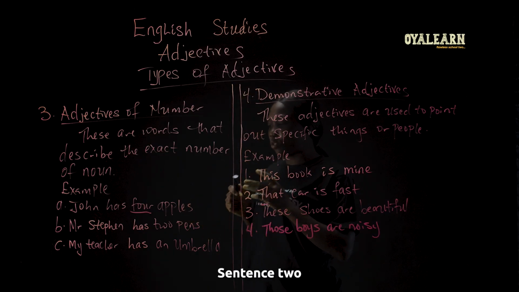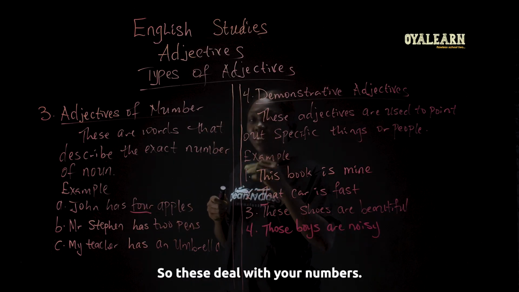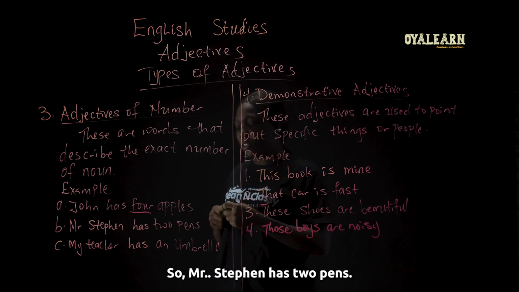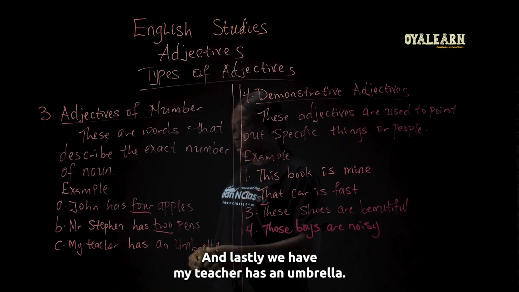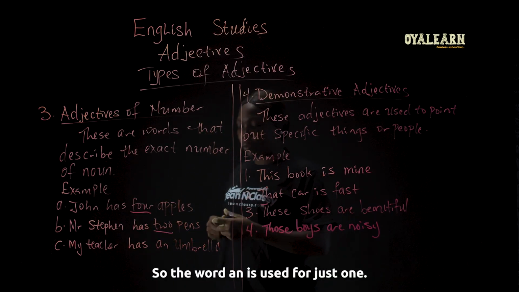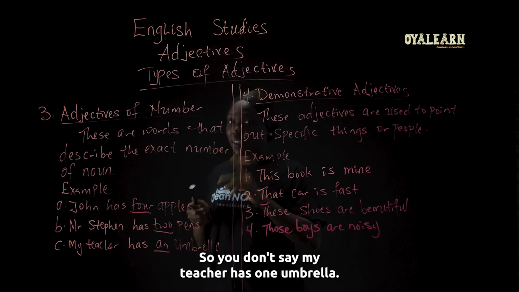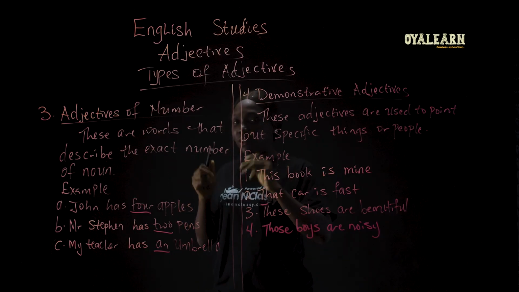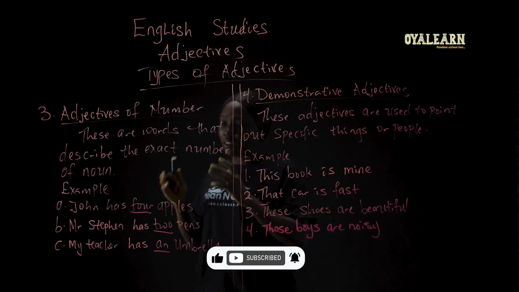All right, sentence 2, Mr. Stephen has 2 pens. So 2 is the adjective of number. And lastly, we have, my teacher has an umbrella. The word "an" is used for just one. So you don't say my teacher has 1 umbrella. You can say my teacher has an umbrella. You can substitute the word "one" for "an." All right, so this is the adjective of number.